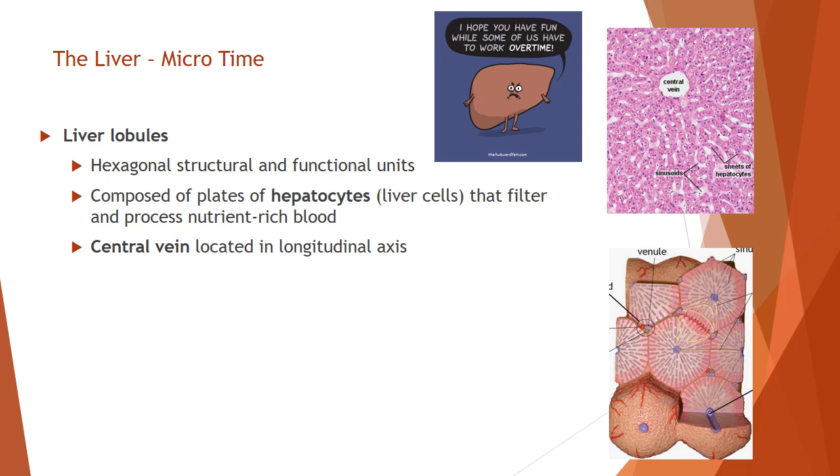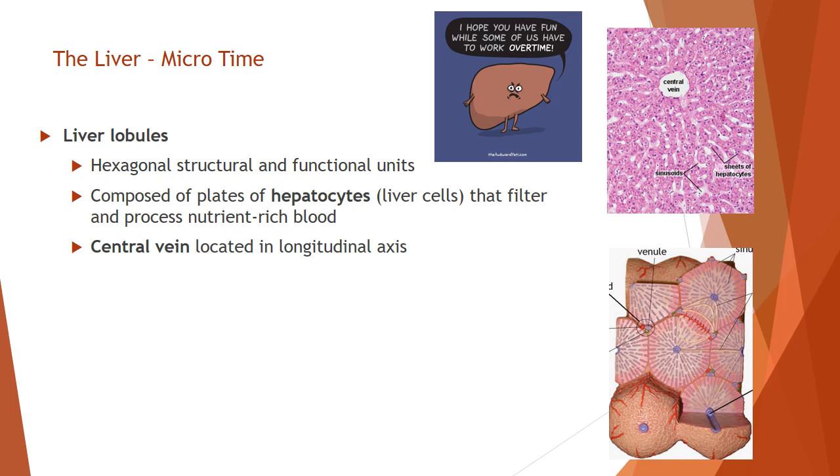So, liver lobules. To really understand the liver functions, we have to look at the micro side of the liver, some microanatomy. These liver lobules are these little hexagon type structures. You can see them in these pictures on the right; these are the functional units of the liver. They have liver cells called hepatocytes, and these cells' main job is to filter out the blood that's passing through and process it.